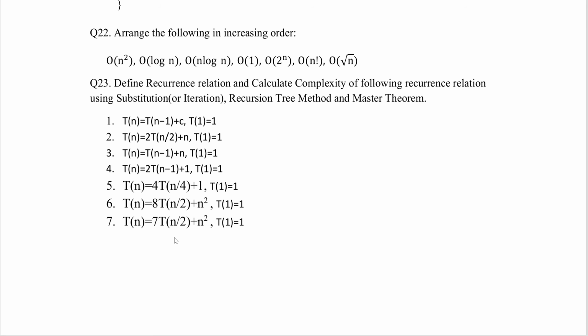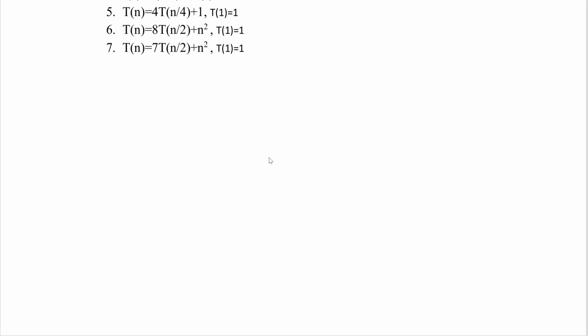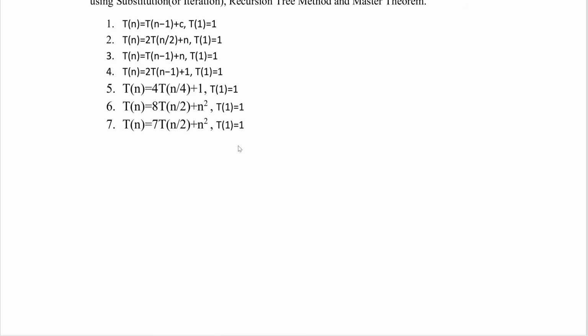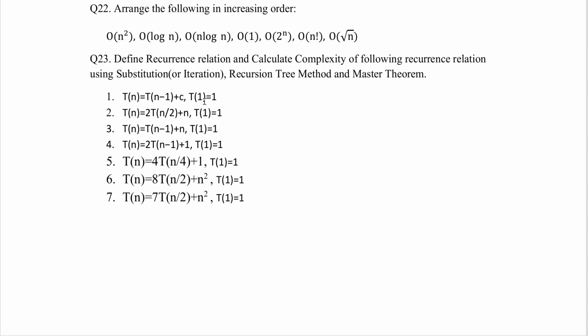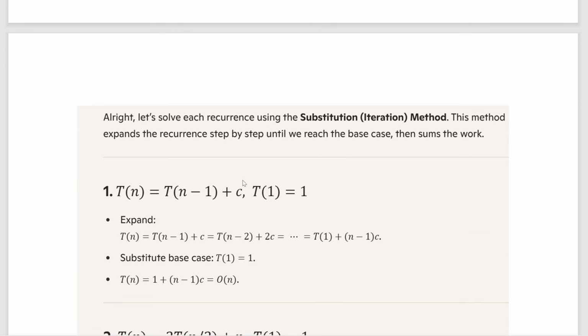We have to compute the complexity for each of these 7 parts by 3 methods. First method is the substitution or iteration method. Second, the recursion tree method. Third, the master theorem method. Let me quickly cover this. Yes, this is the question. We have to compute the complexity for each of the 7 parts using 3 methods. First of all, we'll be using the substitution method.